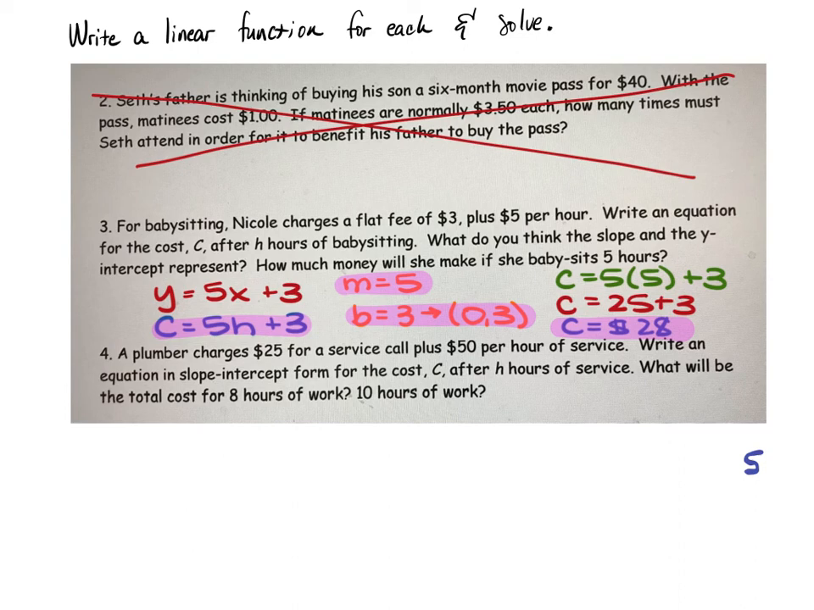For this number 4, it tells us that a plumber charges $25 for a service call plus $50 per hour of service. So we have a starting fee of $25 plus the $50 per hour, so that's 50 times h, going to give us our total cost. We're writing an equation in slope-intercept form for the cost C after h hours of service. That is this.